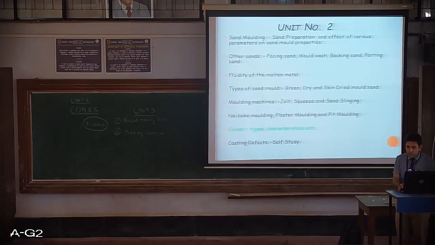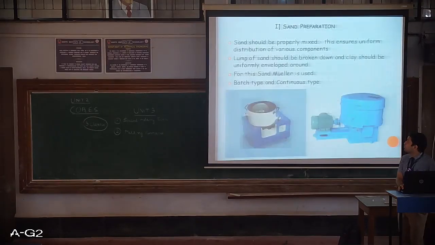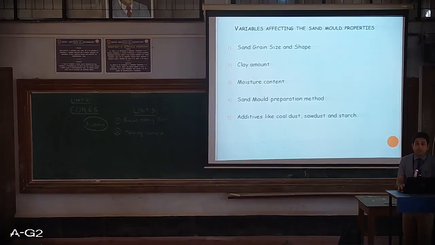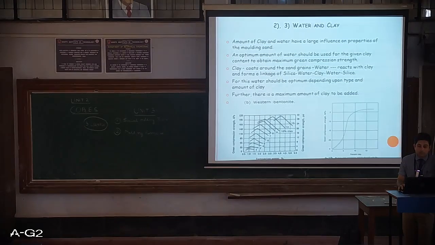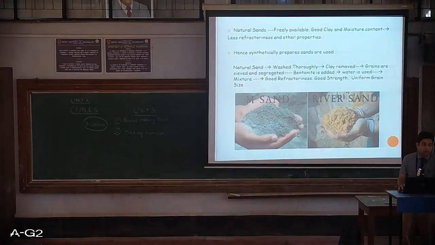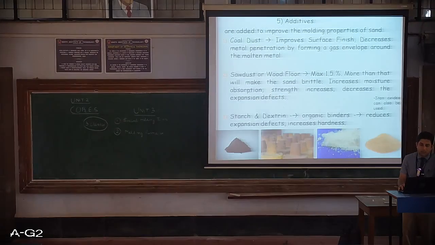Just quickly going through unit number 2, we have discussed the sand preparation techniques. You remember that we make use of a device called a sand muller for that. Then the variables which affect the properties of the sand: the grain size of the sand and its shape. Then the percentage of water and clay, and how it affects the final properties of the green sand mold. We studied the molding procedures and how the additives affect the final properties of the sand.